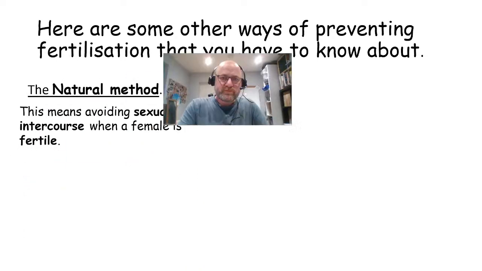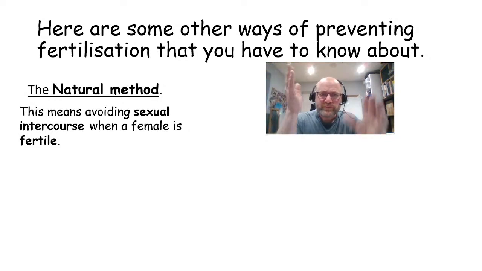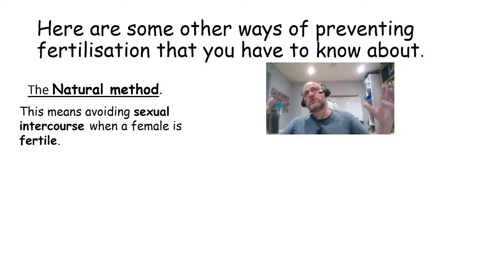And then there's the natural method, probably the least effective method, but basically, if you don't want to get pregnant, what's the worst day of the month? The worst day of the menstrual cycle to have sex if you want to avoid being pregnant? Yeah, day 14. Probably day 12 or day 10 to day 20.